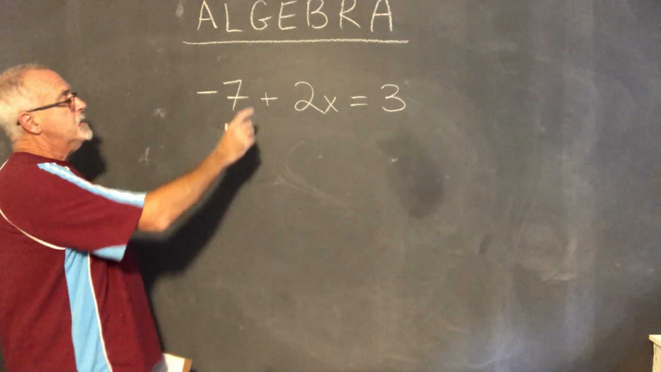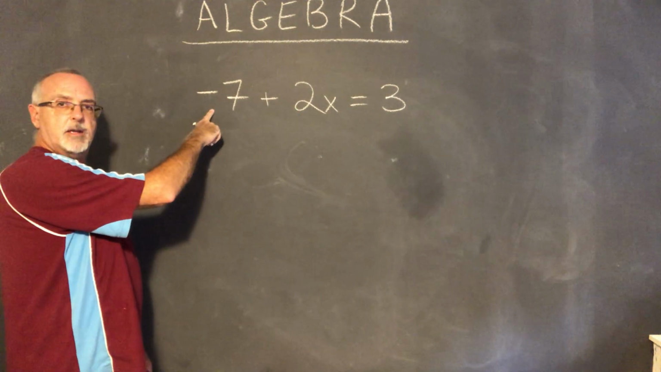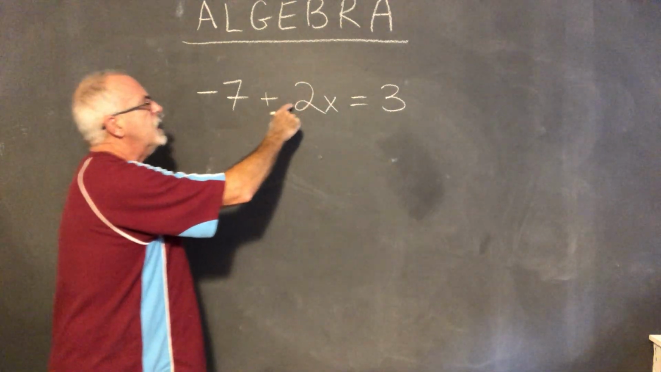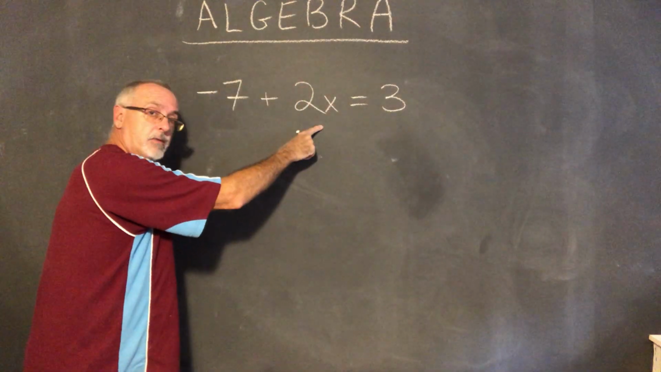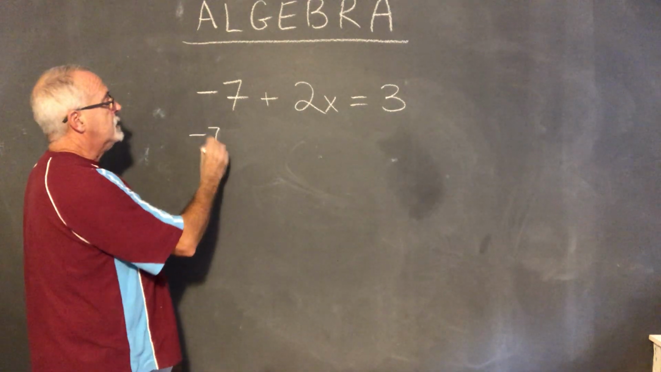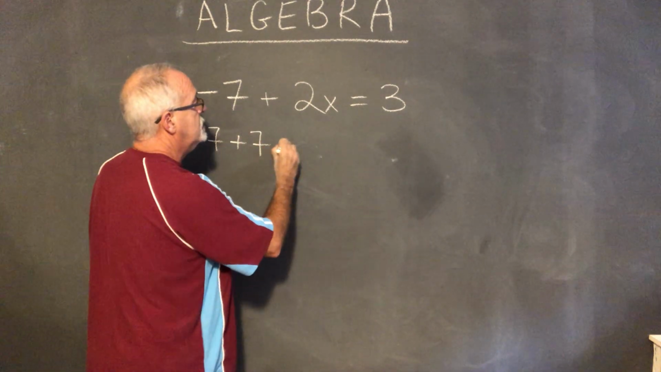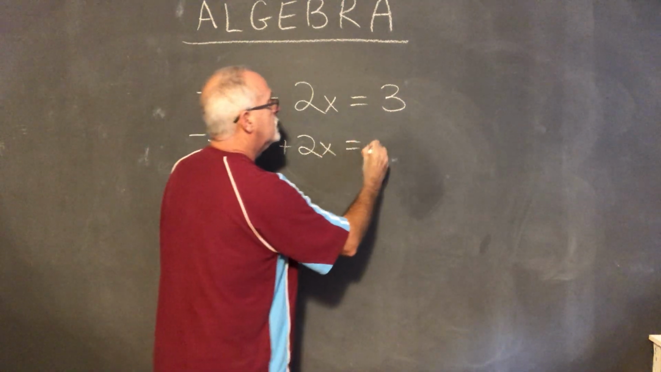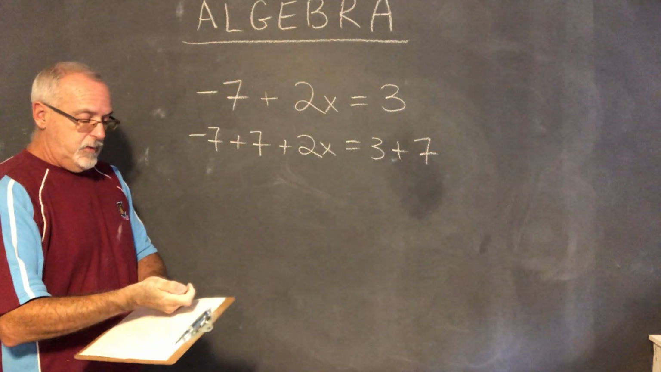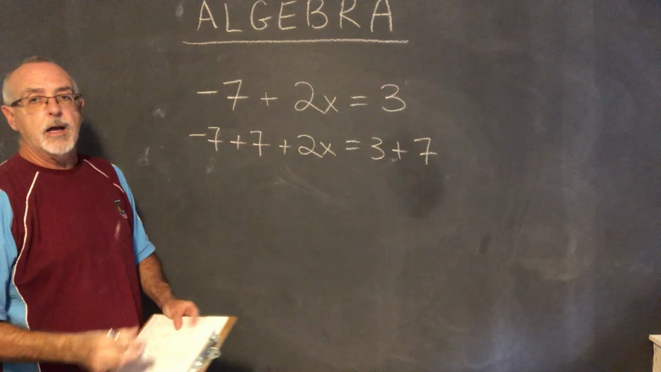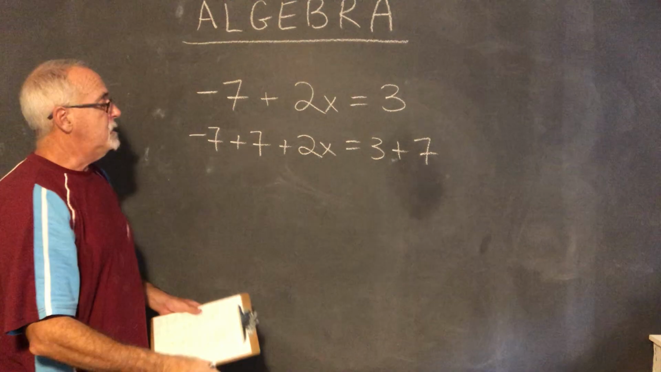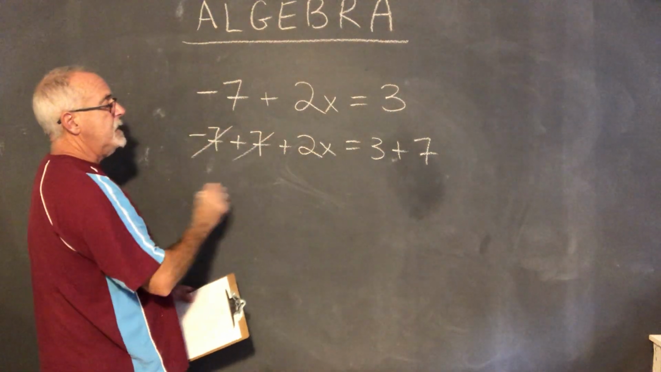Yes, I did. So I want to get rid of the negative 7, but a negative 7 means that my expression, including the x, is having a 7 subtracted from it. Doing the opposite means I have to add a 7. Negative 7 plus 7 plus 2x equals 3 plus 7. When you practice enough, you don't forget to follow the rules. I'm adding a 7 to both sides. Negative 7 plus 7 cancels.